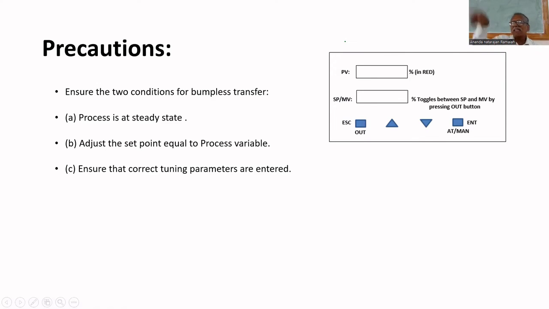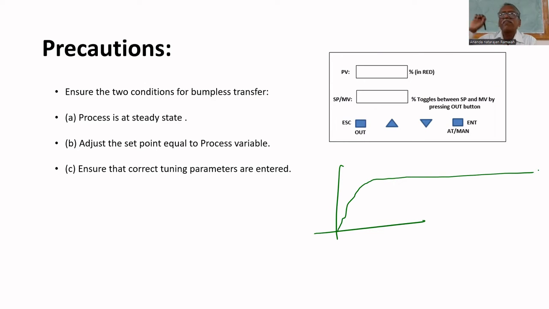One is it remains at 50%. It remains at 50% because the set point is equal to 50% and the process variable is also 50%, which means it should be at steady state. Steady state value means what? Already you studied what steady state is. It increases like this and finally it remains at 50%. This part is called the steady state value. So it must be at steady state. You have to make the set point equal to PV, equal to 50%, because you want to maintain at 50%.